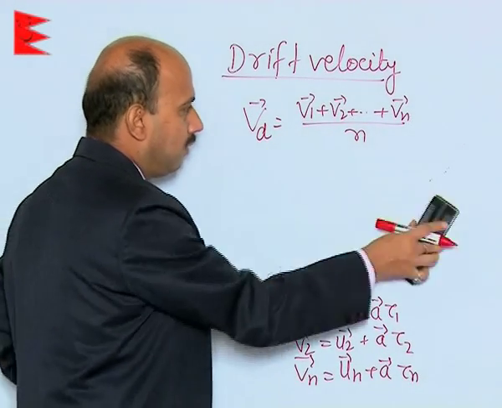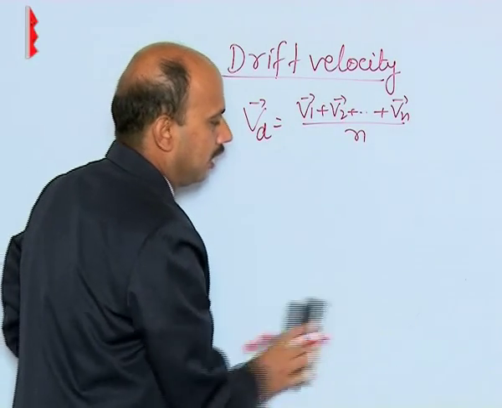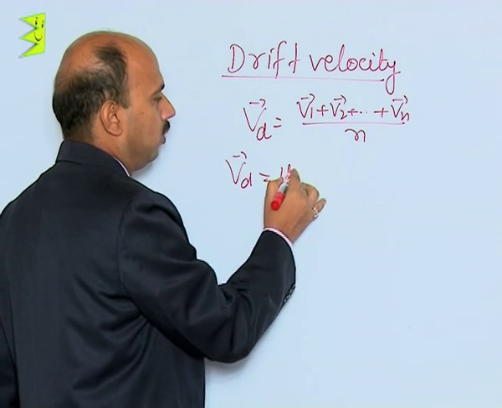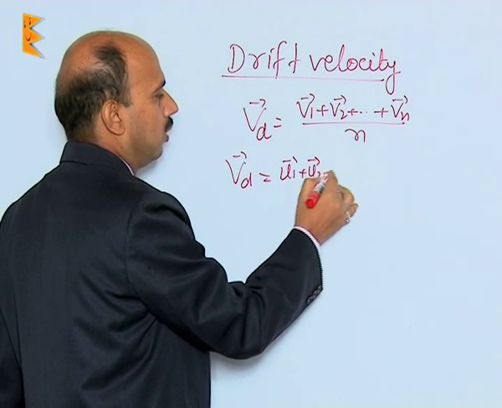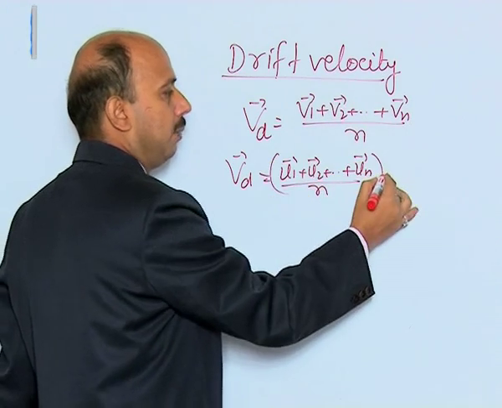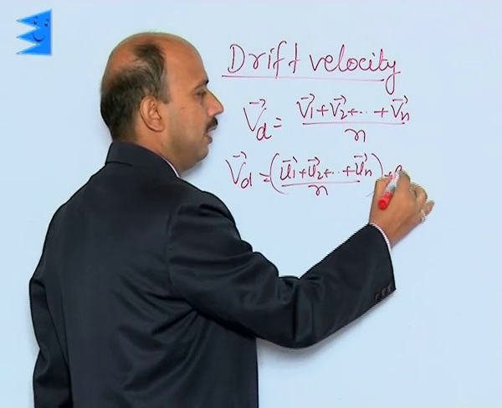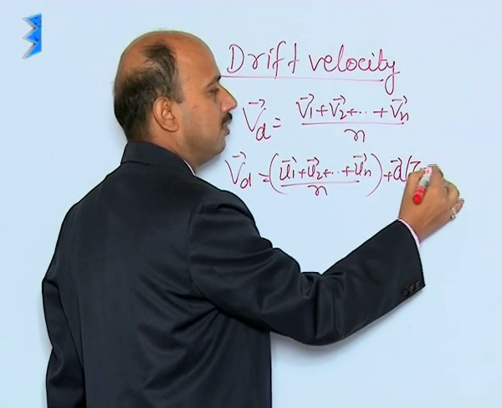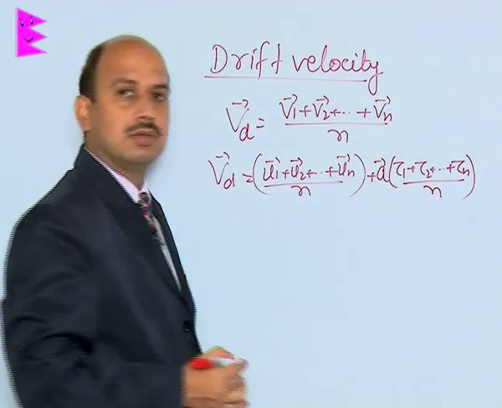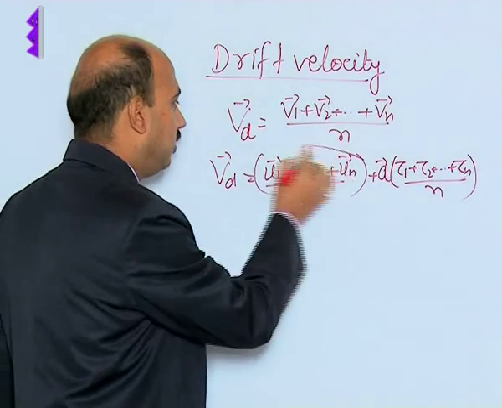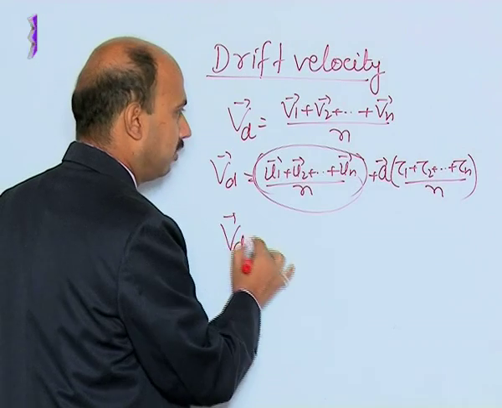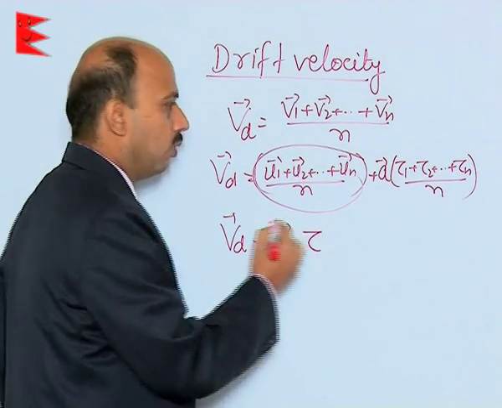When we put all the values which we have written in this equation, we will get Vd is equal to (u1 plus u2 plus un) divided by n, plus a times (tau 1 plus tau 2 plus tau n) divided by n. Now, the first term is 0 due to random motion. So, we can write Vd is equal to a tau.